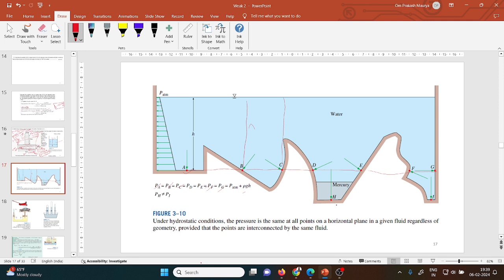But the points H and I, it will not be equal, even though they are on the same horizontal line. Why? Because here is the water, here is the mercury. If the liquid were the same, if water were also present here, then pH would be equal to pI, but that is not the case. Okay. So this is the concept.